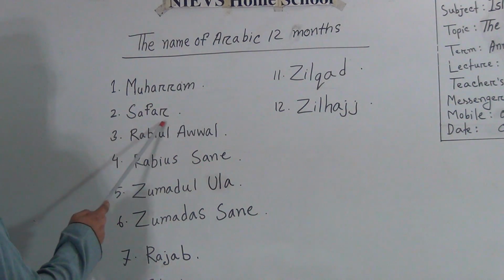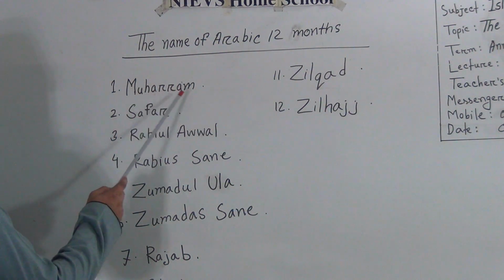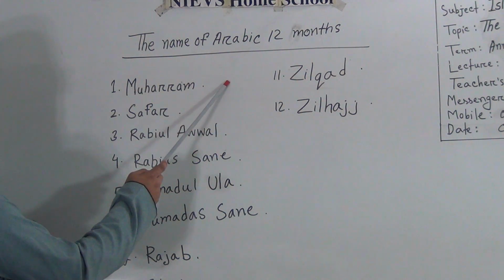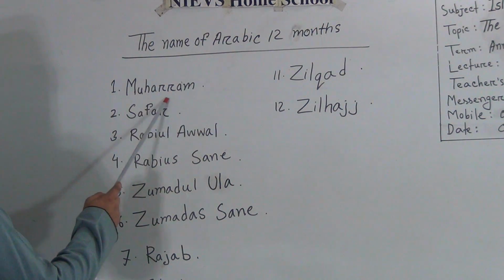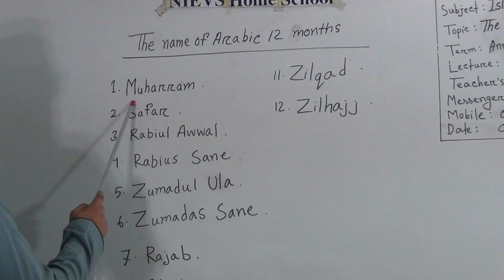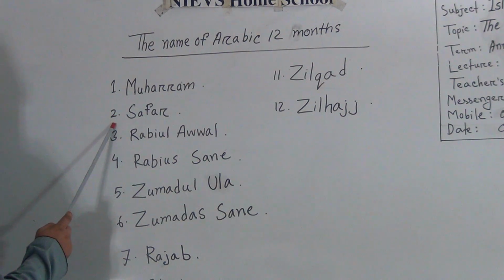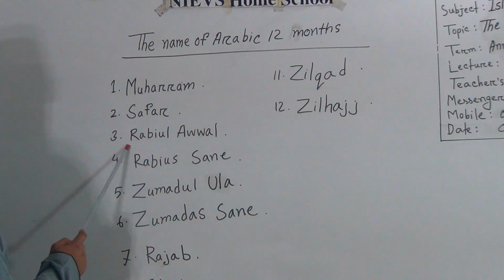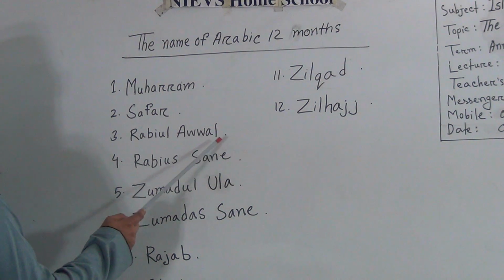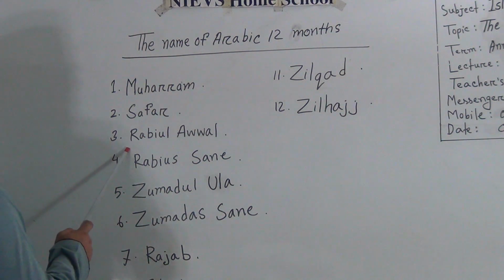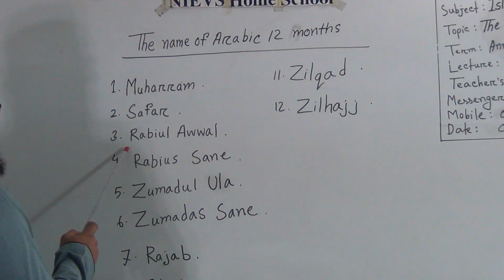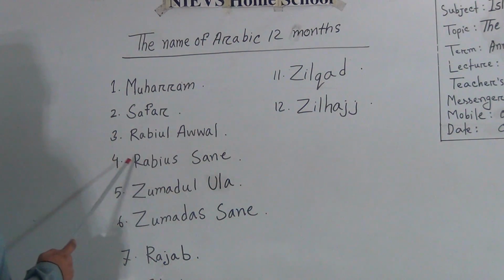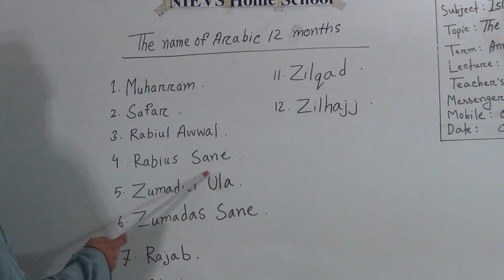Number 2, Safar. And my dear students, Muharram is the first Arabic month of the Arabic year. Number 2 is Safar. Number 3, Robiul Awwal. And my dear students, you know that in this month our beloved Prophet Hazrat Muhammad sallallahu alaihi wasallam was born. Then number 4, Robiul Sani.